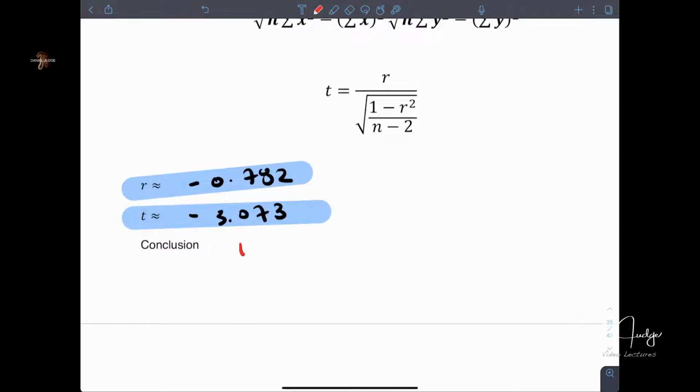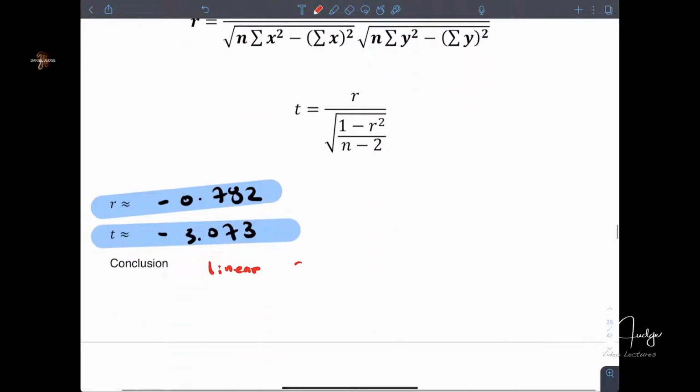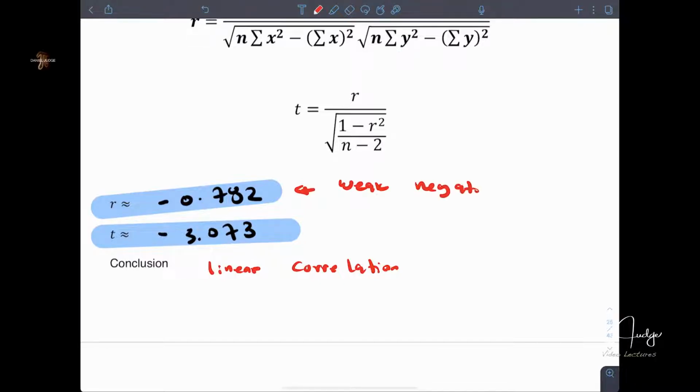And I'll put that here. You do have a linear correlation, but I would say it's a weak negative. So there is a linear correlation here. And this value says it's negative, but it's a weak negative because the data doesn't fit the line very well, but it still satisfies the hypothesis test.